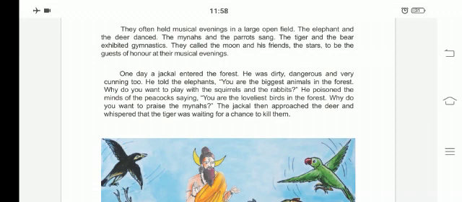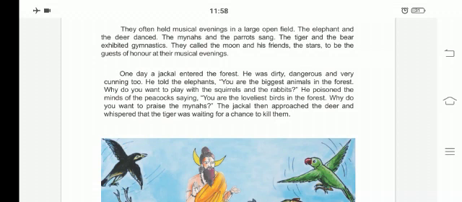Saying this type of words, he poisoned the minds of the elephants. He also poisoned the minds of the peacocks, saying that you are the loveliest birds in the forest, and why are you praising the mynas, as the peacocks praised the mynas for their singing. So the jackal was poisoning the minds of the animals in the forest, saying why do you want to praise the mynas.